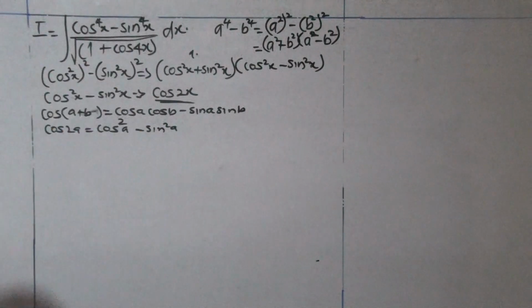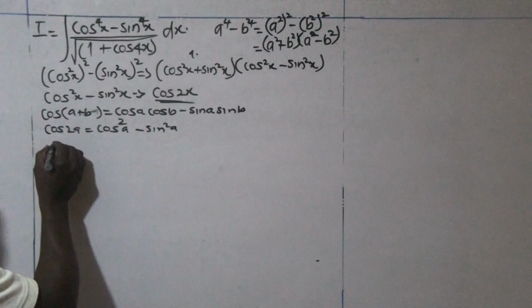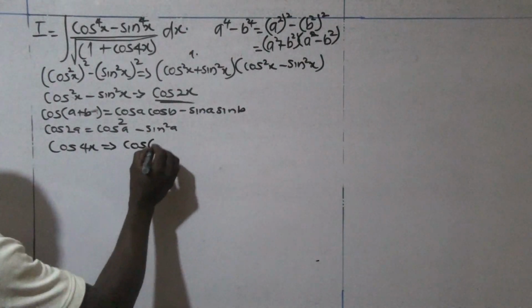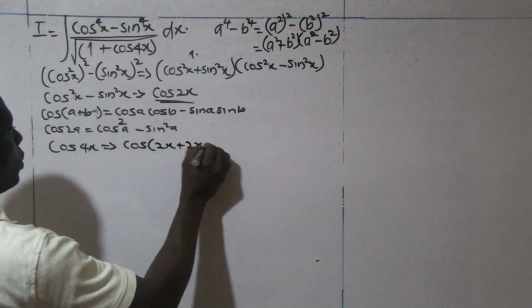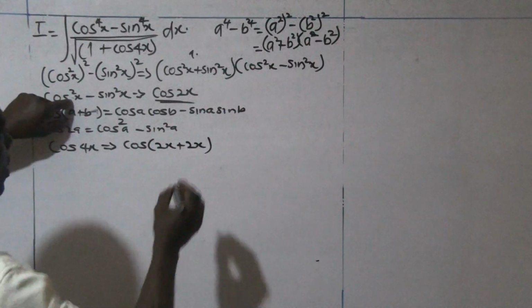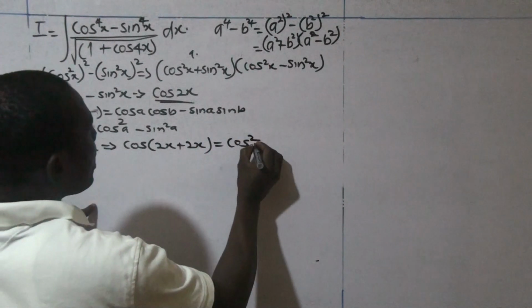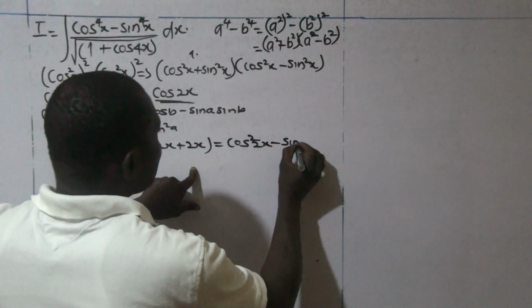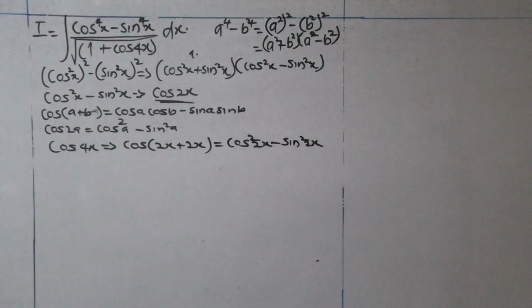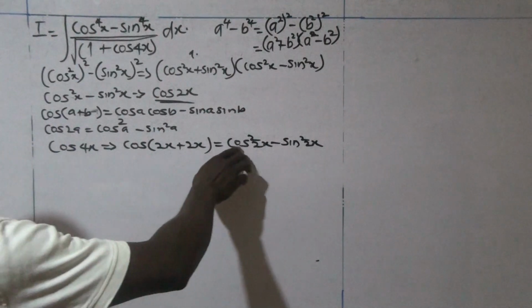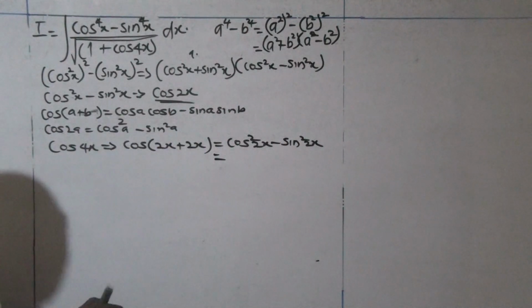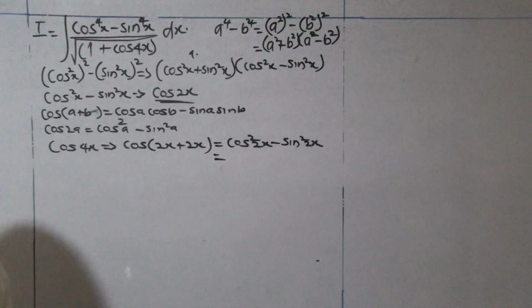Now let's look at the denominator here. Here we have 1 plus cos 4x. Now cos 4x can also be written as cos of open bracket 2x plus 2x, that is 4x. And with our expression here, we can say this is cos squared 2x minus sine squared 2x.